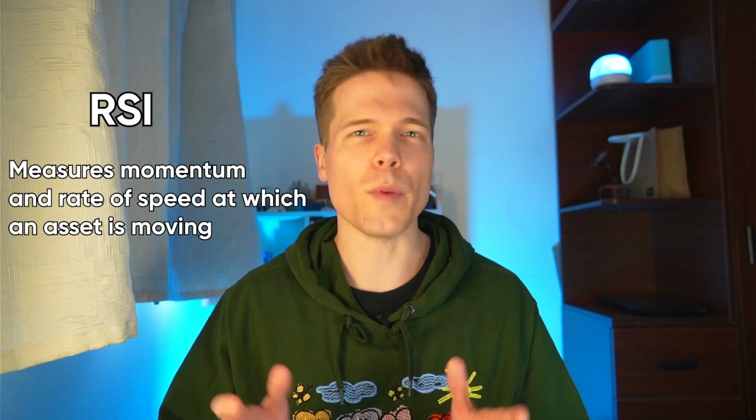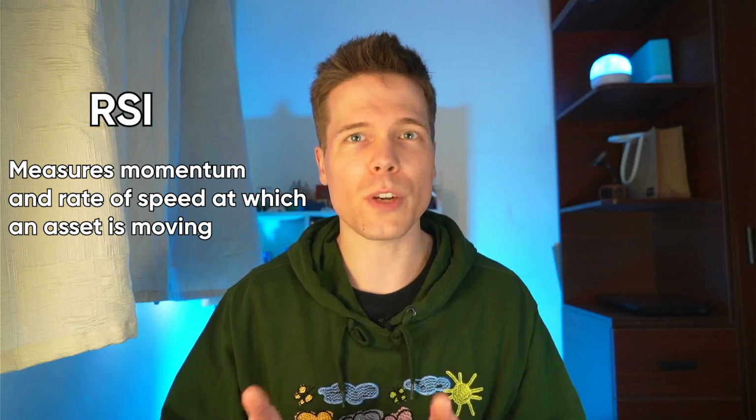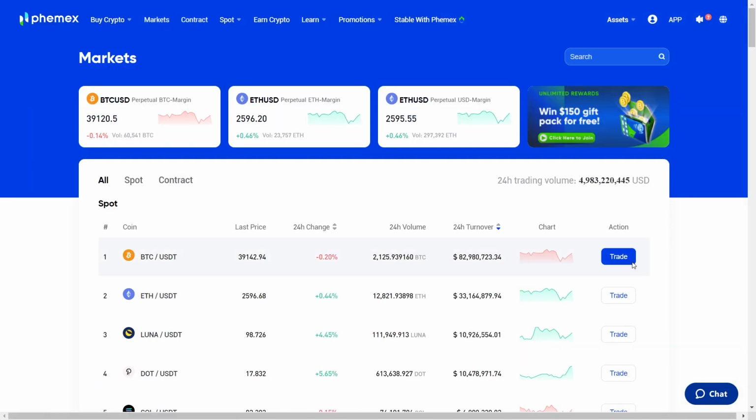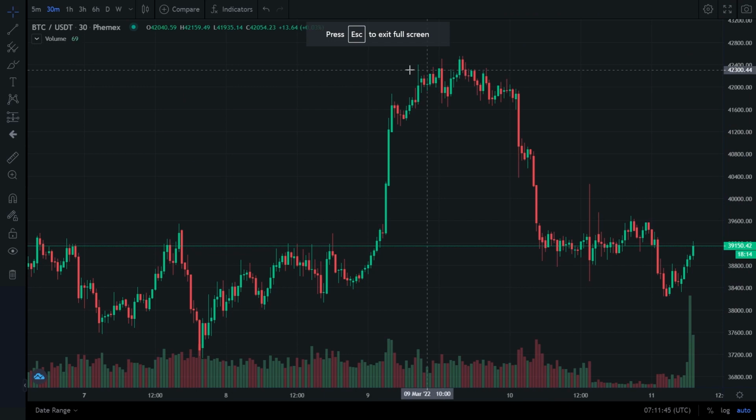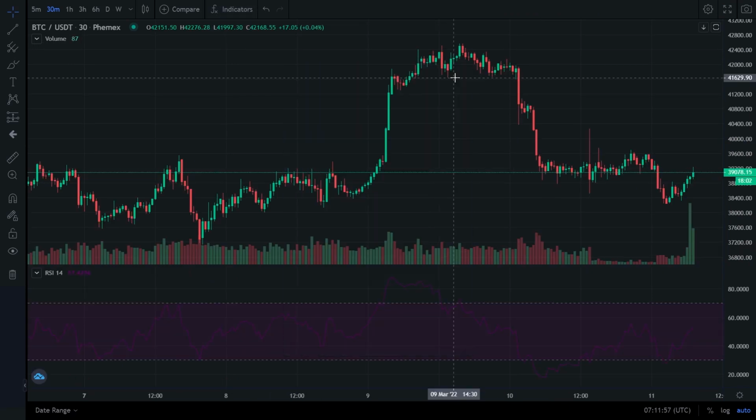The RSI is an indicator that measures the momentum and rate, or speed, at which an asset is moving, such as Bitcoin. The RSI is used in the crypto, forex, stock, and other markets. If you're trading crypto on Phemex, the RSI indicator is available to everybody for free. You just go to your chart tools and find the RSI and turn it on. It's as simple as that. But if you don't know what it is, you don't know how to use it, and so hopefully this video will help you in that regard.